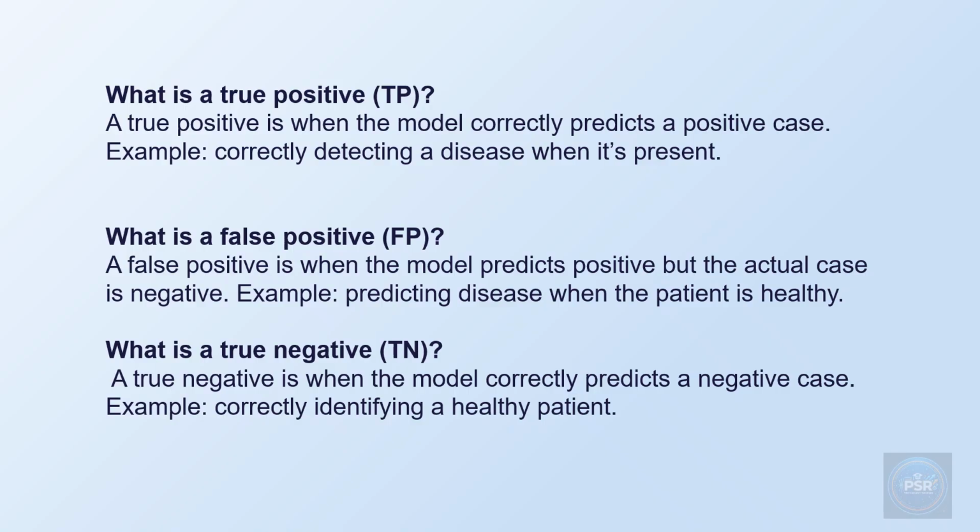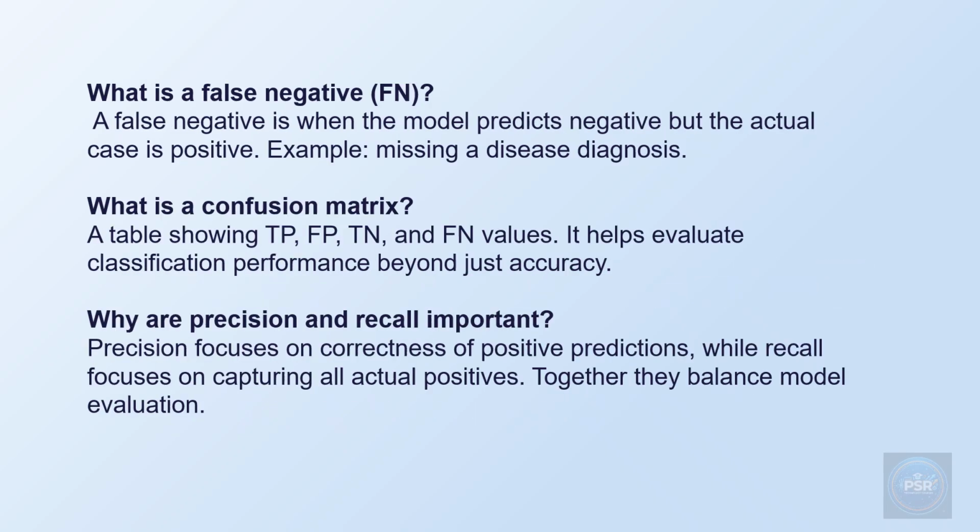What is a true negative, TN? A true negative is when the model correctly predicts a negative case. Example, correctly identifying a healthy patient. What is a false negative, FN? A false negative is when the model predicts negative, but the actual case is positive. Example, missing a disease diagnosis.